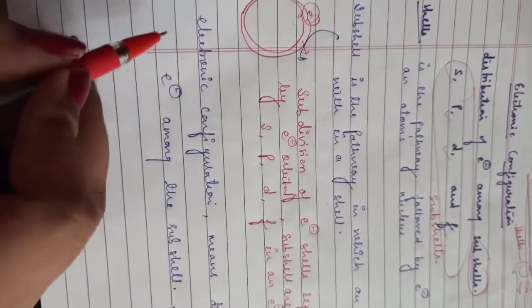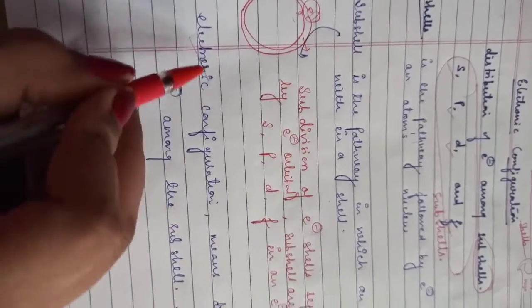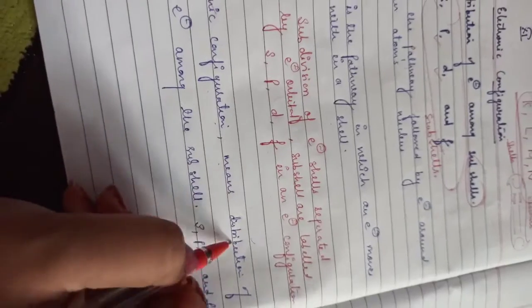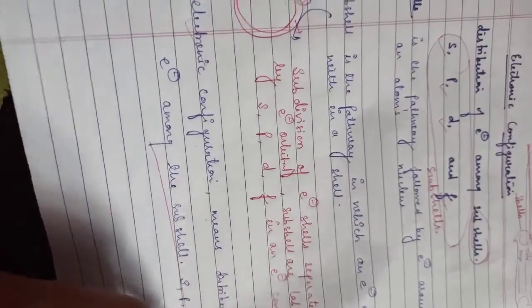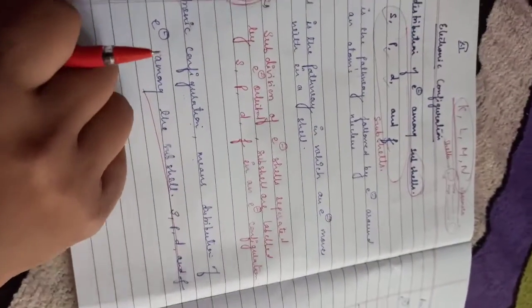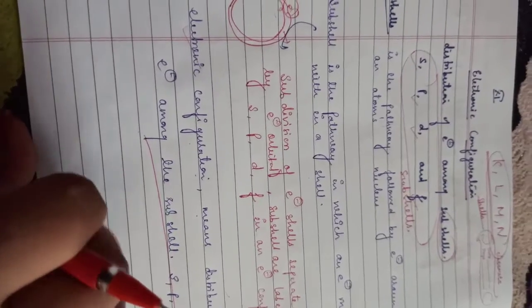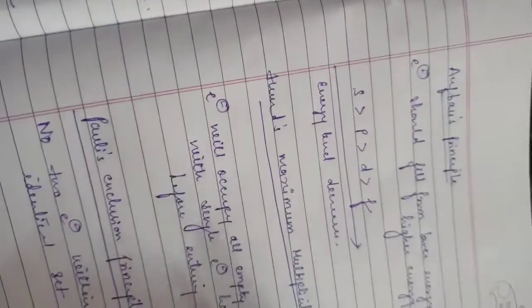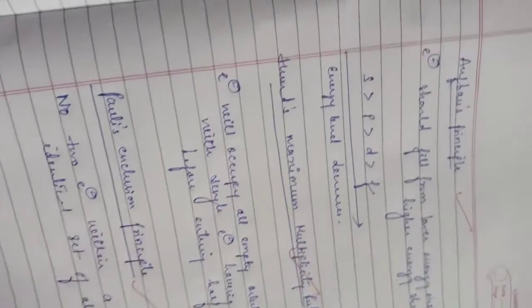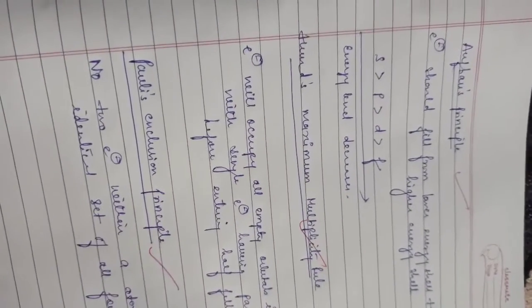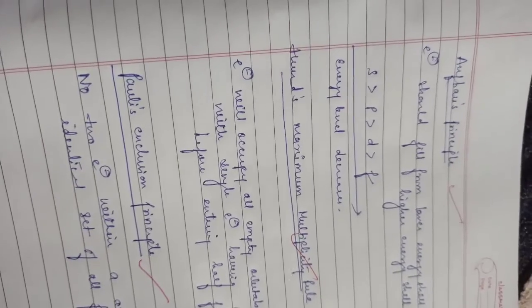Okay children. So we have studied that electronic configuration means distribution of electron among the subshell S, P, D and F. While doing the electronic configuration, children, we have to follow some certain rules, and these three are the important major rules which we have to keep in mind while doing the electronic configuration. The first rule is Aufbau's principle.